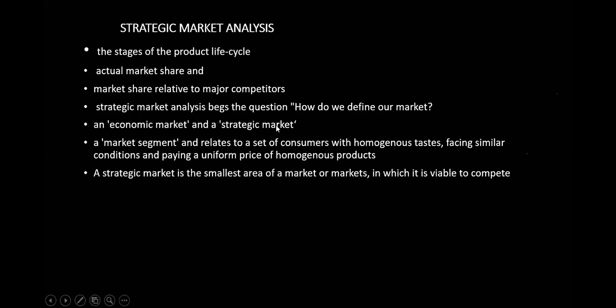There are 2 types of market: the economic market and the strategic market. When you say economic market, another name for it is market segment. A market segment is a set of consumers with homogeneous tastes, similar requirements, similar needs, facing similar conditions, paying a uniform price for a homogeneous product, like daily commodities. So you can think about the market segment.